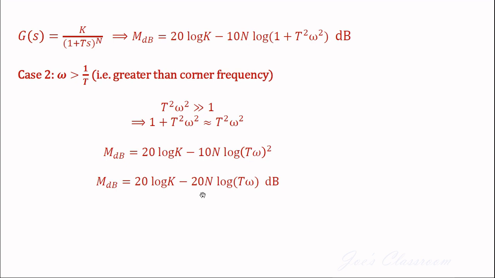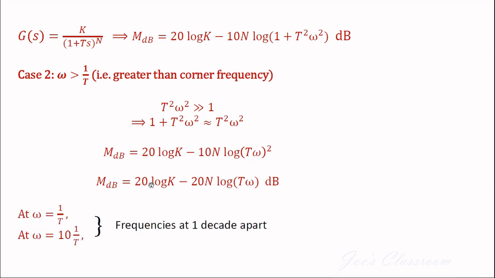Okay, now my objective is I should know the slope of the line rather than the equation of the line. Rather than the equation of the line, what I need is the slope of the line. So then it is going to be easy for me to sketch the asymptotic Bode plot. So let me find out the slope of this line. You can very well say this is going to be of the form mx plus c. This can be taken as m, and this log T omega can be taken as x, and this is going to be the constant c.